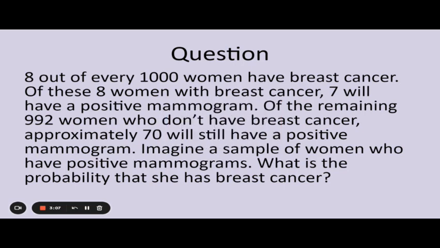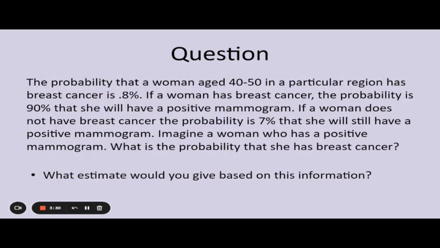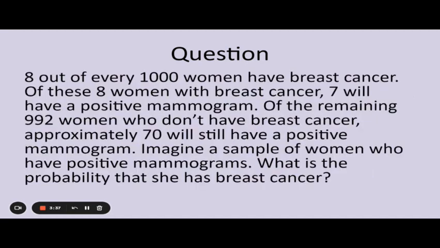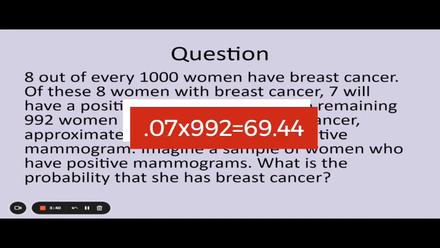Okay, now of the remaining 992, so where did that number come from? Well, remember, we originally started with 1,000 in our population. We said 8 of them had breast cancer, so the remaining won't have it. So that's where the 992 came from. And then we say that about 70 have a positive mammogram. Going back to the percent, it said 7% who don't have it will test positive. So there's some sort of error with the test. So 7% will give us 70. Again, a little bit of an estimate.